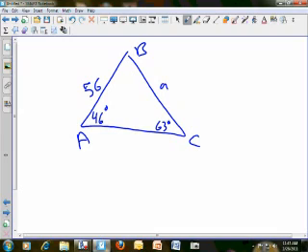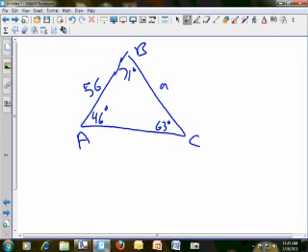So what is this angle? Do not make me do it in my head. 71. No, you were right. That's why I said don't make me do it in my head. I don't want to do it. Thank you. All right, 71.